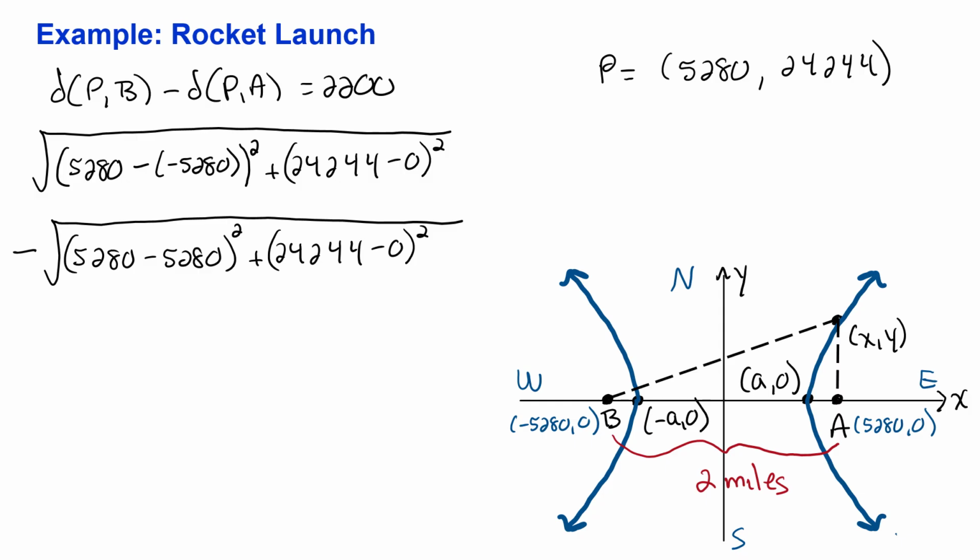Using a calculator to help us manage these really large numbers, this turns out to be 26,444 minus 24,244, which equals 2,200. Therefore, we have found the correct location of the rocket, since this point does lie on the hyperbola, satisfying the definition.